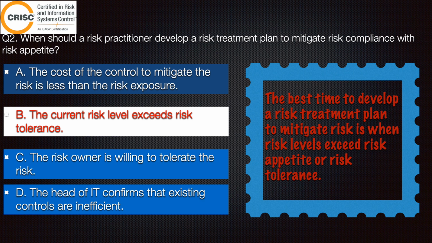Coming to option C, which is incorrect, because the risk owner would not determine the risk tolerance. As option C states, the risk owner is willing to tolerate the risk, but the risk owner would not determine the risk tolerance. Similarly, option D, the head of IT confirmed that existing controls are inefficient, because inefficient controls do not necessarily affect the risk tolerance. For example, control reporting could be slow, but the risk may remain unchanged, right? That's why option B is correct.